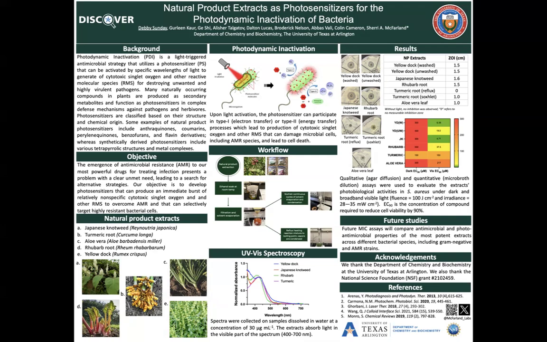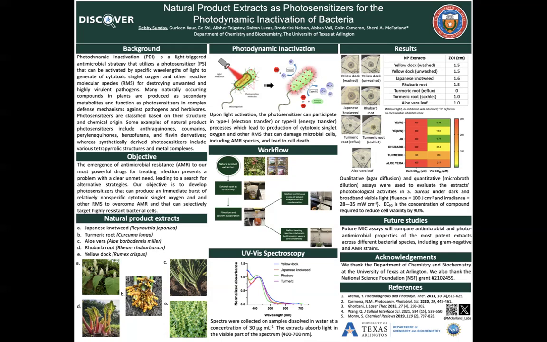So first of all, PDI or photodynamic inactivation is a strategy that utilizes a molecule known as a photosensitizer. This molecule can be activated by certain wavelengths of light and can then go on to participate in two types of transfer reactions, one being electron transfer and the other being energy transfer. These processes can lead to the production of singlet oxygen species or other reactive molecular species, and these species are very helpful in destroying unwanted pathogens. They can damage microbial cells and ultimately lead to cell death of bacterial cells.